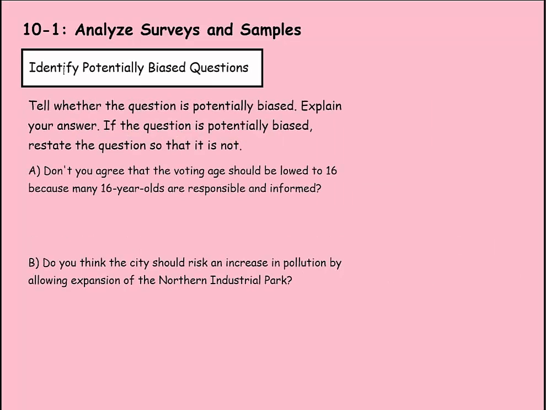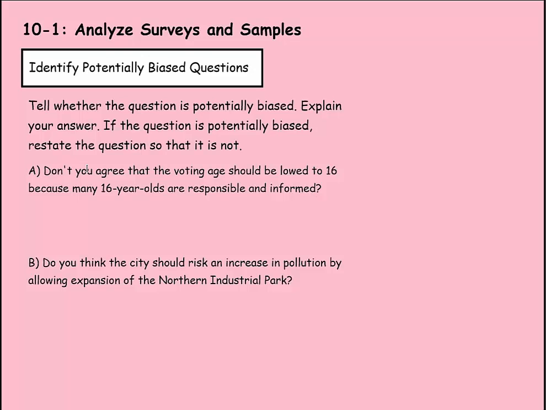Now we're going to see if we can identify potentially biased questions. So it says, tell whether the question is potentially biased and explain your answer. If the question is not potentially biased, restate the question so that it is not. So here's our question that we're asking in the survey. Don't you agree that the voting age should be lowered to 16 because many 16-year-olds are responsible and informed? And here's the rule for identifying these biased questions. If they give reasoning for either side, that usually makes it a biased question. You're trying to convince them, not really ask them.